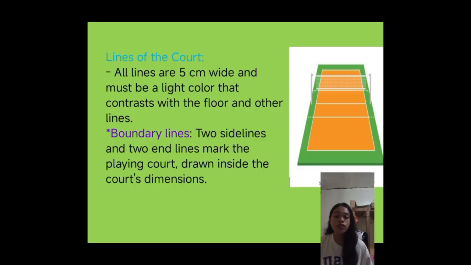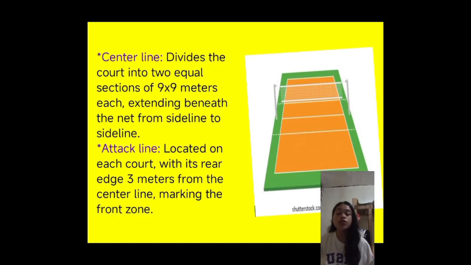2 sidelines and 2 end lines mark the playing court. Both sidelines and end lines are drawn inside the dimension of the playing court. Third, center line. The axis of the center line divides the playing court into 2 equal courts measuring 9 by 9 meters each. This line extends beneath the net from sideline to sideline.